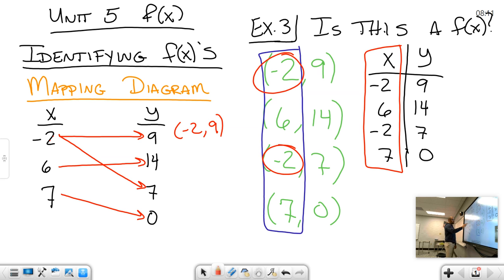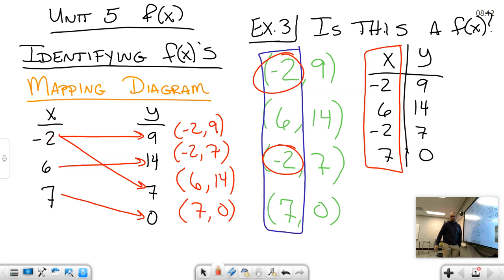So if we were listing points from a mapping diagram, we would just follow the arrows and connect them. All right, so -2, 9, then I would have -2, 7, okay, 6, 14, because my arrow is going from my 6 to my 14, and 7, 0. This is just another way to list points and functions. Okay, you won't see it very often, but we do have a couple IXLs with this that I posted videos on yesterday. So this is a mapping diagram where you have your X on the left, your Y, then you have arrows drawn to show your points. All right, so any questions there?